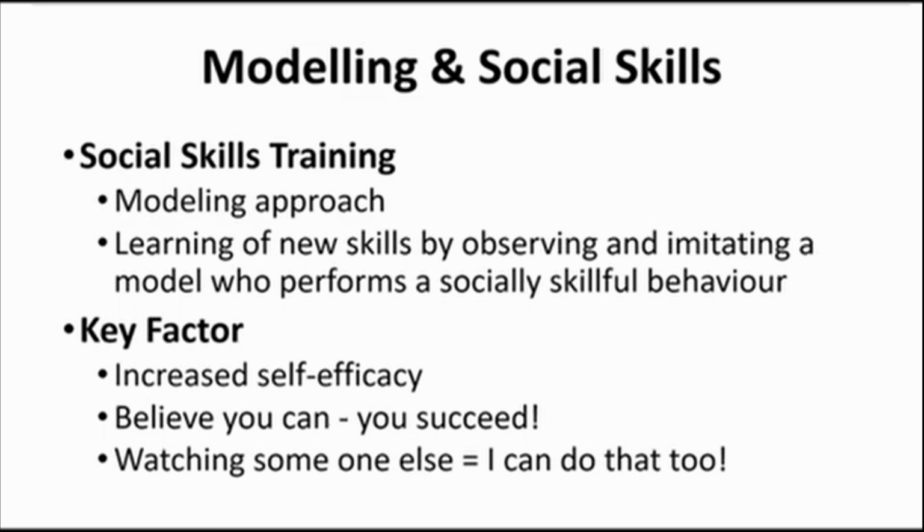So you would observe an adult come into the room and have a conversation in a very particular way or interact with someone in a certain way. And then you would imitate that model, that adult, because they performed a socially skillful behavior. So you want to imitate them. By doing that, you're going to learn how you should act in that situation.